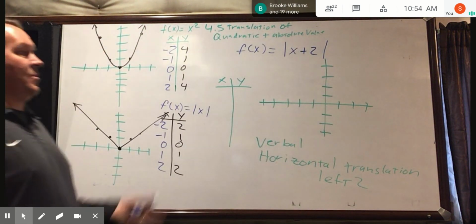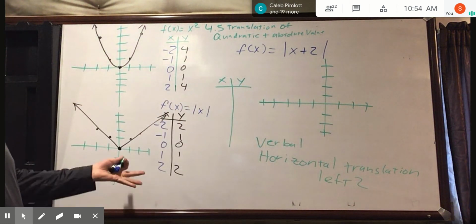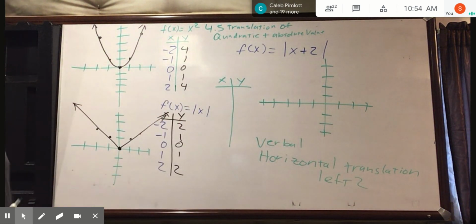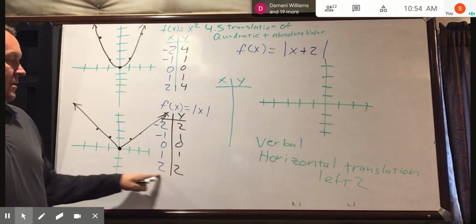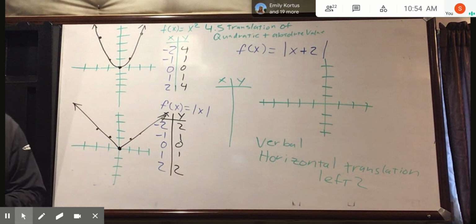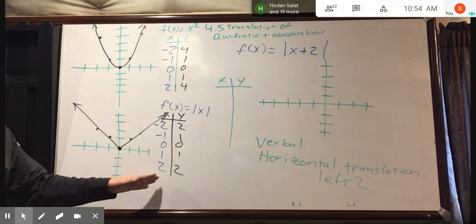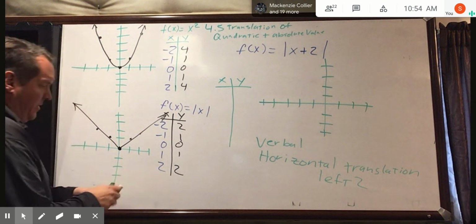You have the choice to graph first just by doing a visual thing or by making a table. I'm going to start out by making the table. How do I make the table go left 2? Do I use the x or y values? Caleb, what do you think we should do to make the graph go left 2? Subtract 2. Yep, we're going to subtract 2, and we're going to do it to the x values.